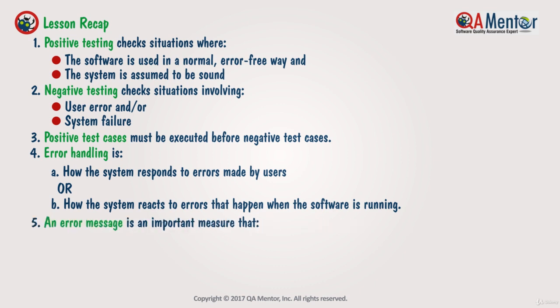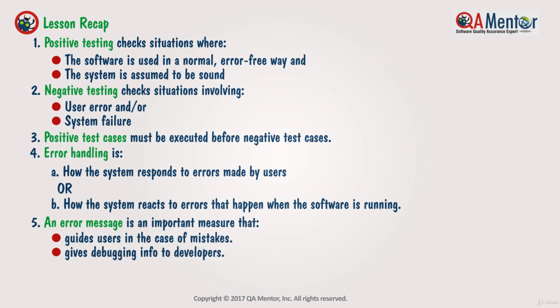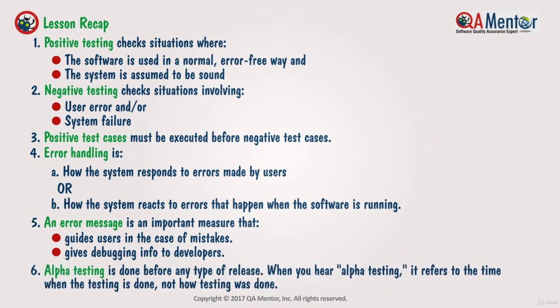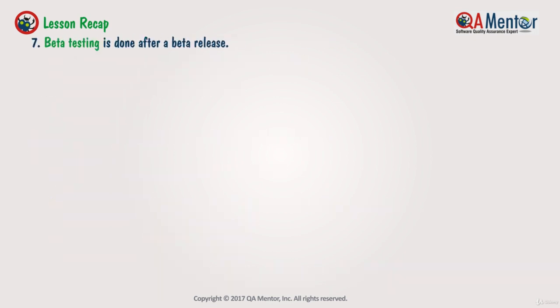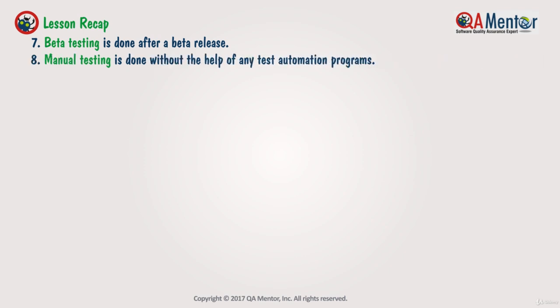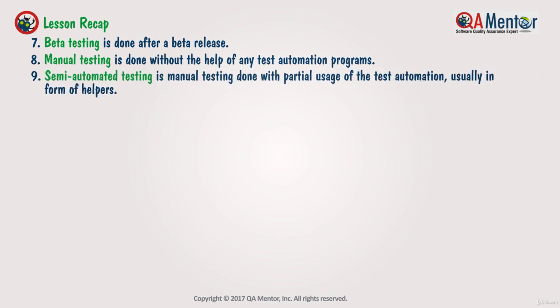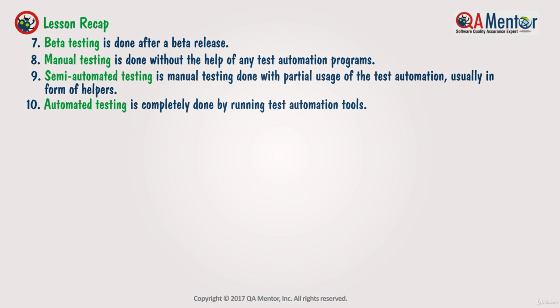5. An error message is an important measure that guides users in the case of mistakes and gives debugging info to developers. 6. Alpha testing is done before any type of release. When you hear alpha testing, it refers to the time when the testing is done, not how the testing was done. 7. Beta testing is done after a beta release. 8. Manual testing is done without the help of any test automation programs. 9. Semi-automated testing is manual testing done with partial usage of the test automation, usually in form of helpers. 10. Automated testing is completely done by running test automation tools.